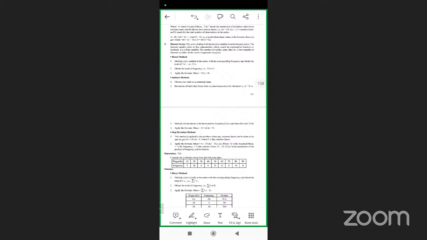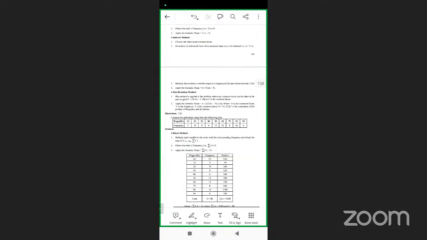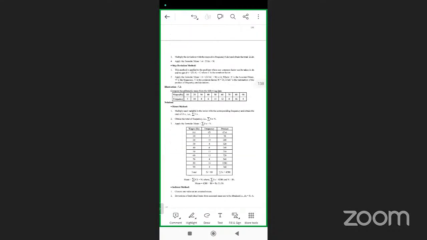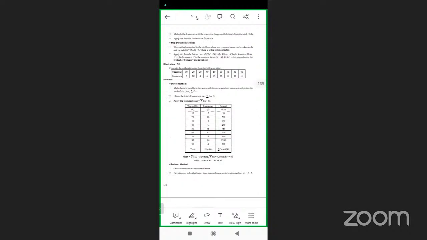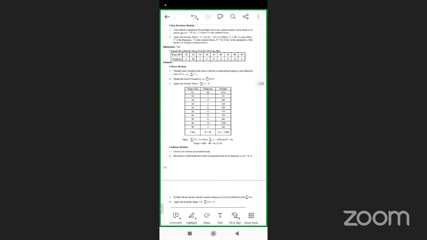Now the discrete series. A discrete variable refers to characters which cannot be expressed in fractions or decimals. We cannot have fractions or decimals, and then we call it a discrete series. Here is the formula, you can check it. Arithmetic mean for the data: direct method is summation of f x divided by summation of f, or n. You get the frequency, and the product f of x.